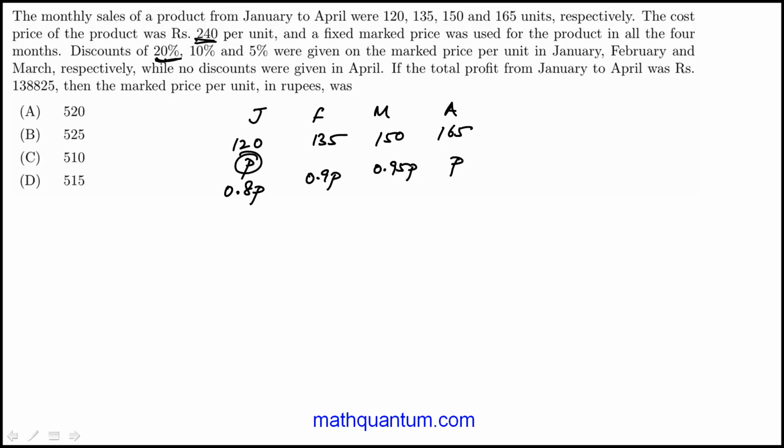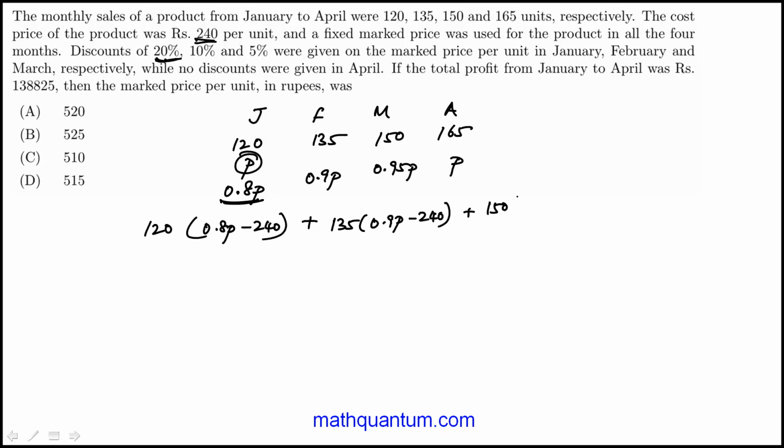The cost price is 240. So the profit here per unit would be 0.8p minus 240. And we multiply that by the number of units. That would be the profit for the month of January. Same thing with February, 0.9p minus 240.